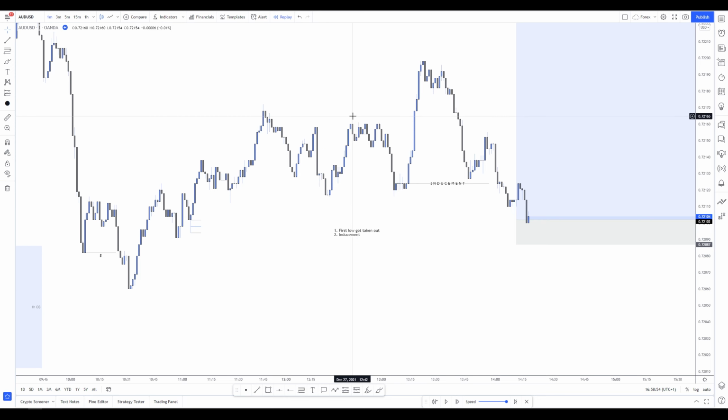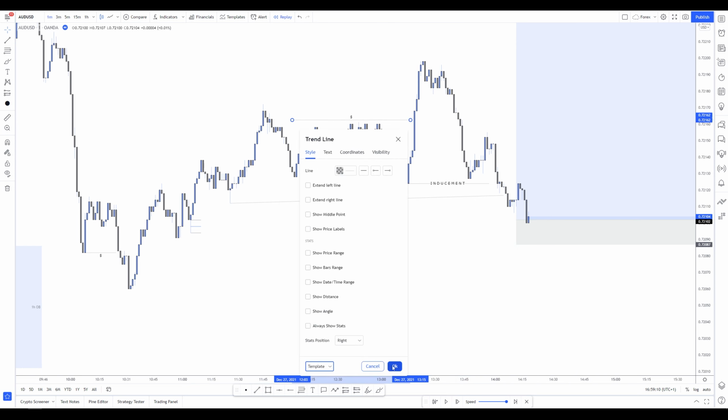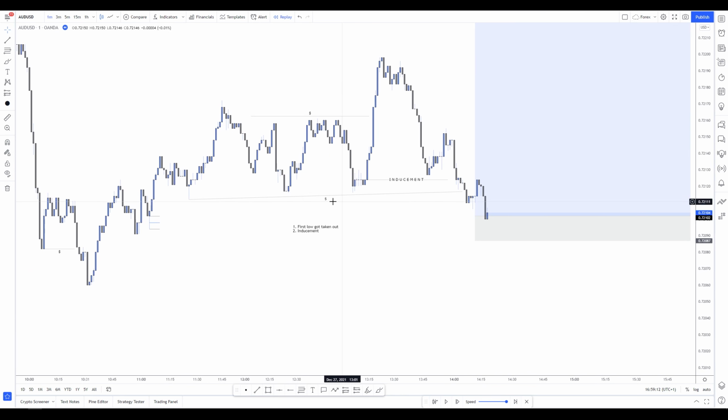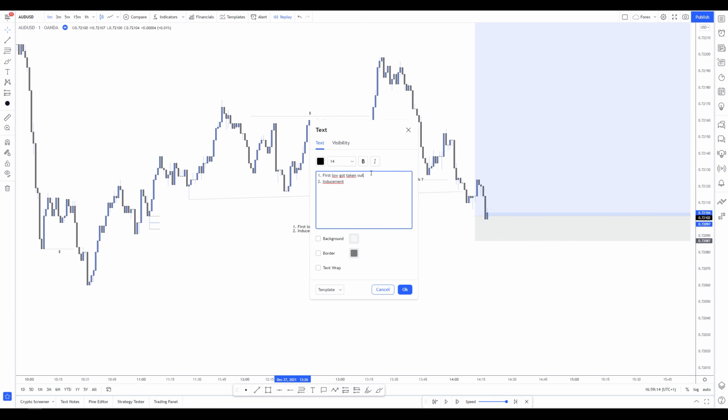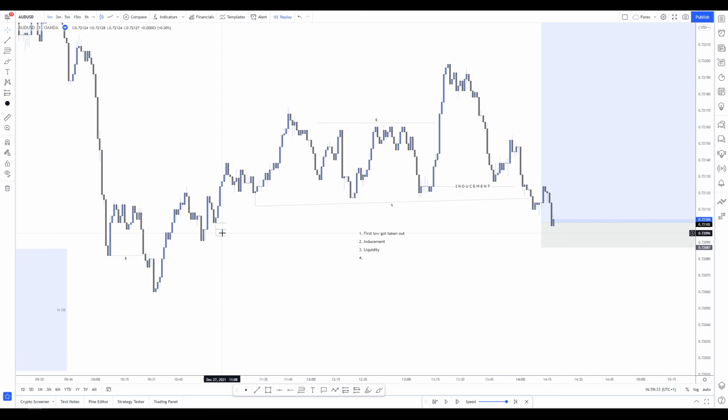Third confirmation is liquidity. Liquidity got taken from the downside and also from the upside right there. So third confirmation, liquidity. And the fourth confirmation is, has there been a change in order flow?